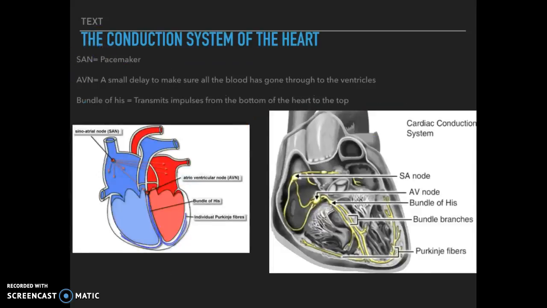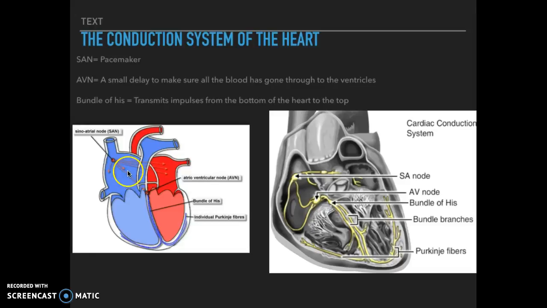The main part of the conduction system is the SA node, which is located here and here, as you can see in the pictures. And this is basically where it signals the atria to contract, and this is called the autonomic pacemaker. This signal travels to the AV node, which is down here, and this also makes a small delay to make sure all blood has gone through to the ventricles.